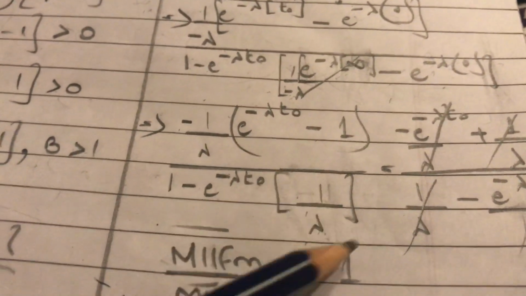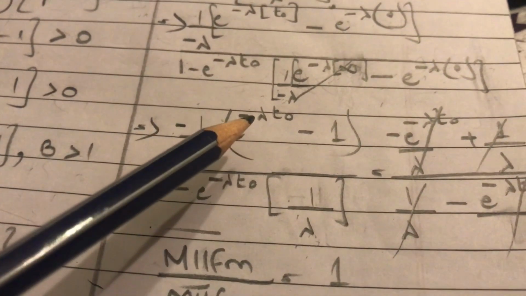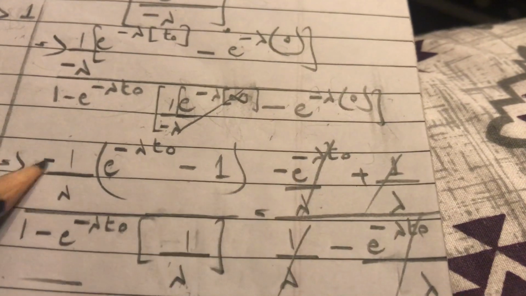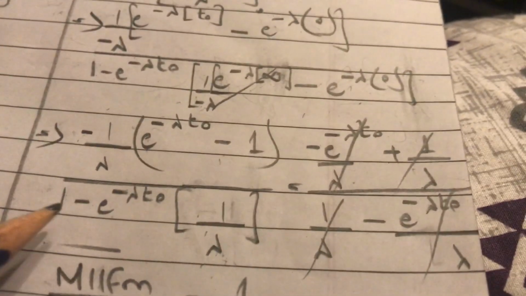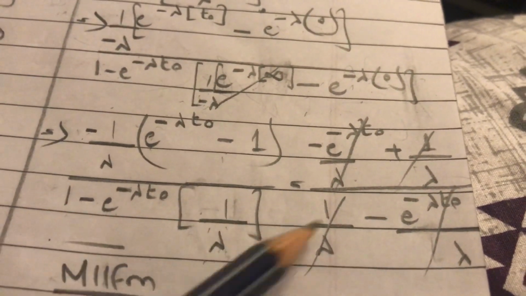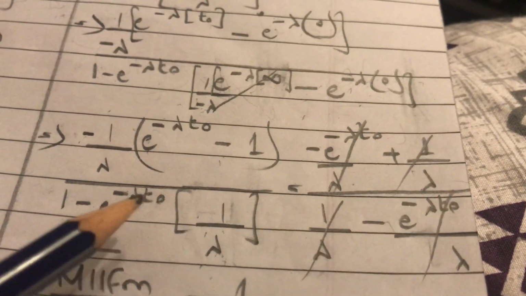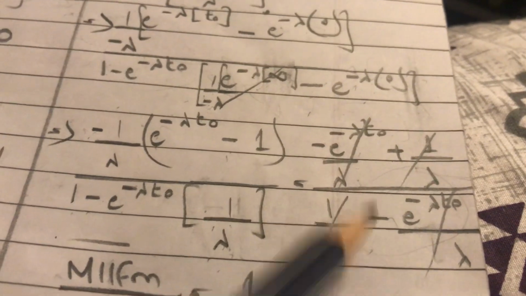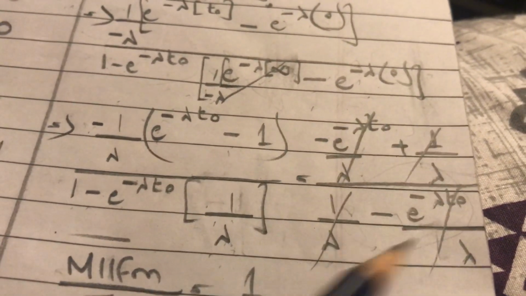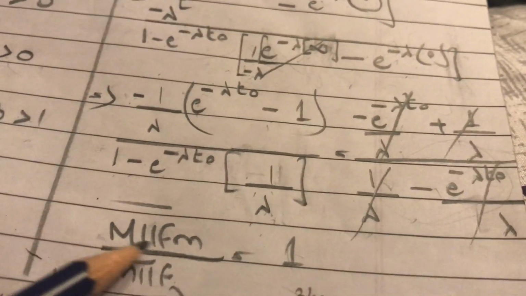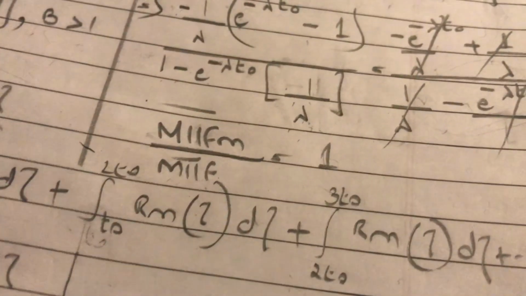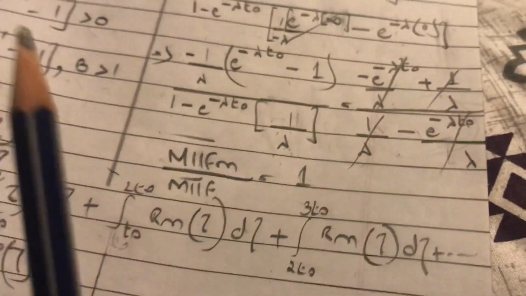This thing comes here, and what remains, we multiply this whole term together: minus e to the minus lambda t0 over lambda, minus minus plus 1 over lambda, and minus and plus 1 over lambda, minus e to the minus lambda t0 over lambda. You see that these terms and these terms are both equal. So when they are equal, they cancel out, and what remains? It remains 1. MTTFm over MTTF is equal to 1. So we have also proved here that it is equal to 1.